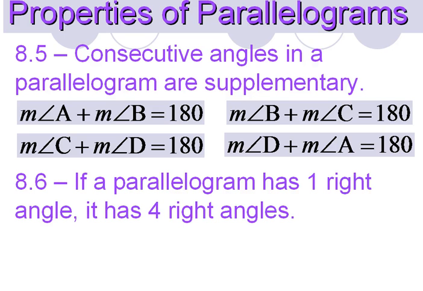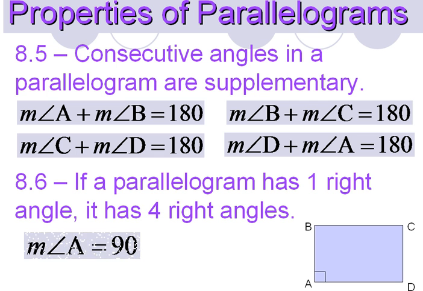8.6, if a parallelogram has one right angle, then it has four right angles. And based on the definitions before, you're pretty much looking at a rectangle, but we will still define this as a parallelogram. This angle here, angle A, is 90, so we can deduce that all the other angles B, C, and D are also 90.